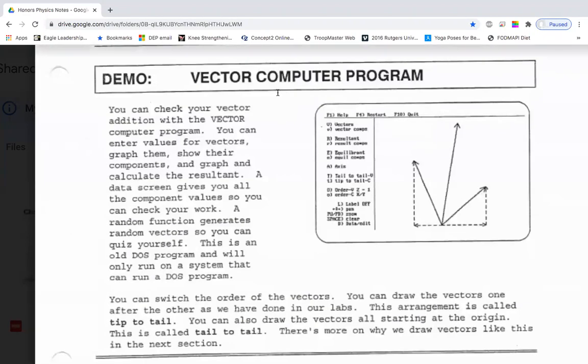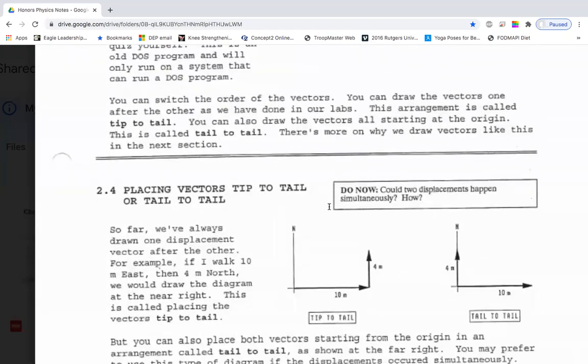Okay, this I'll be showing you is my computer program that adds vectors. Some of these things are available online. I wrote my own program. I'll be showing that to you. We'll play around with that.